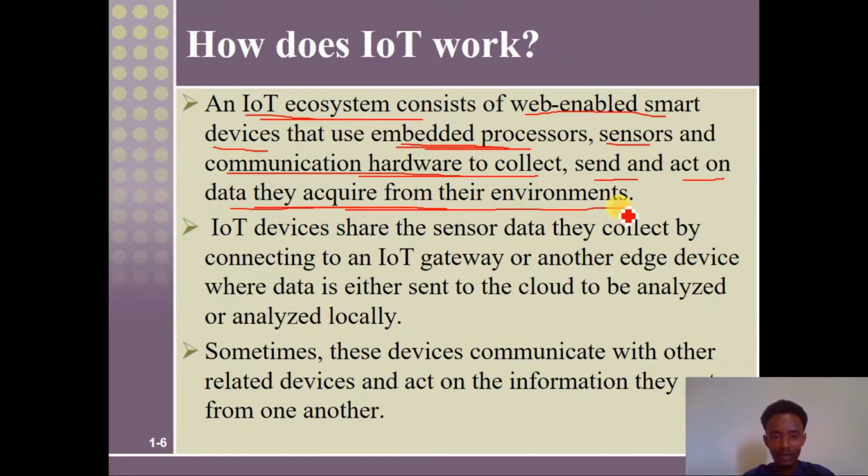So IoT devices work by combining smart devices together using different numbers of processors, sensors, and communication hardware in order to collect the data, send the data, and act on the data acquired from the environment in order to make a decision.